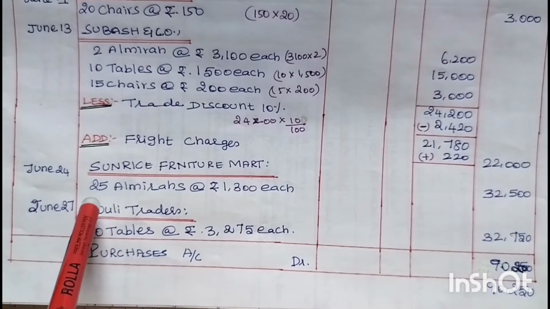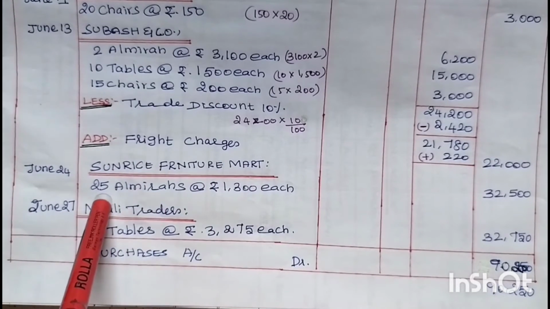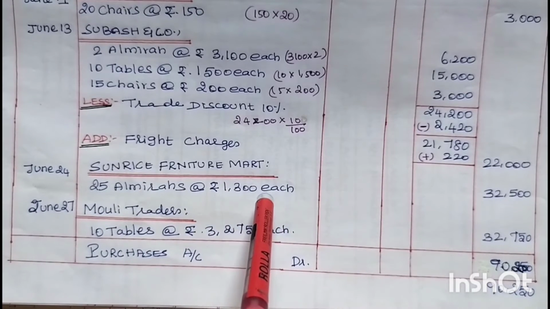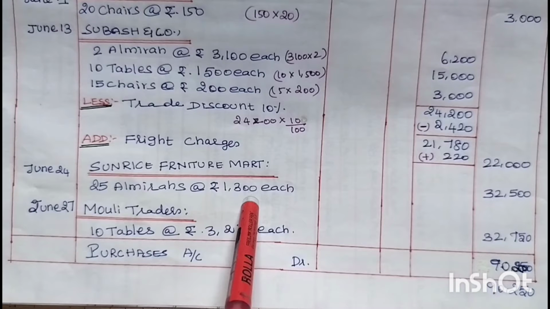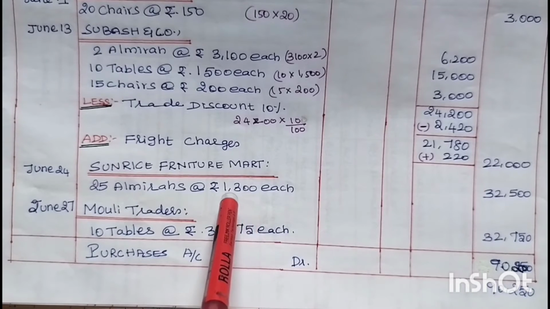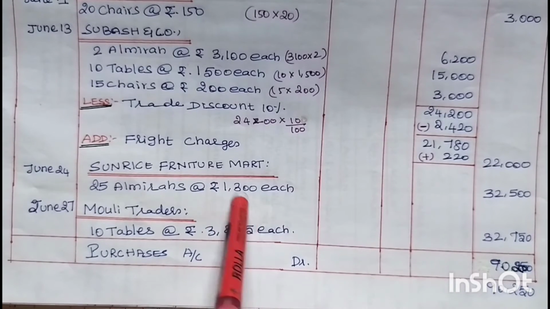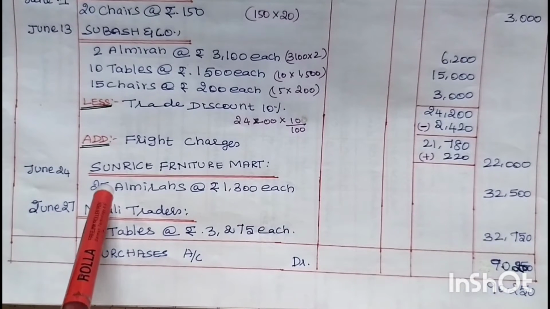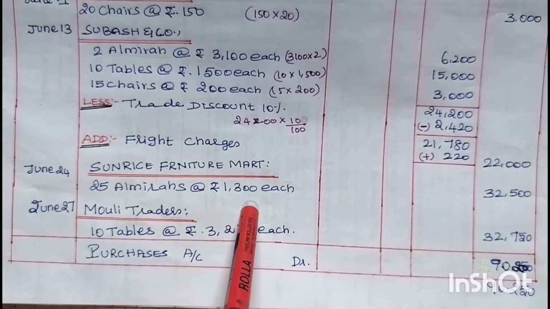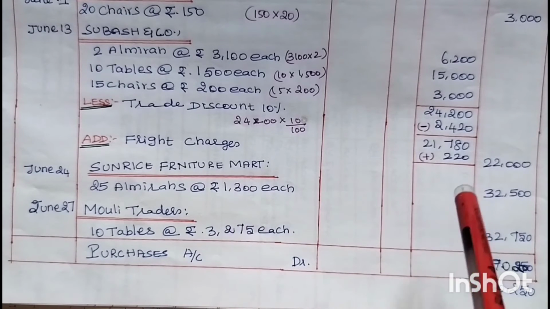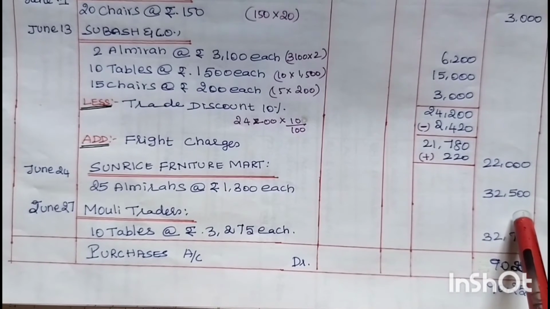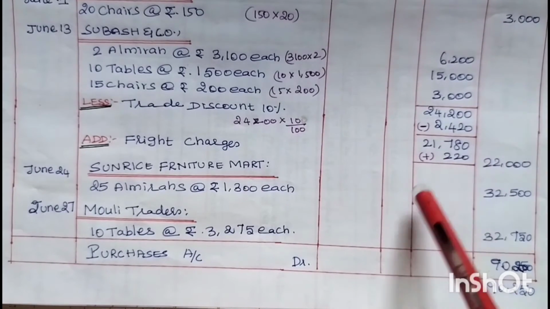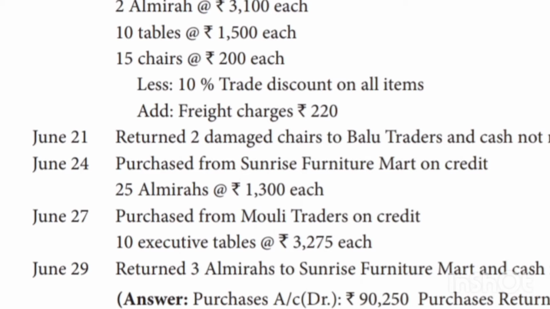The item is 25 almirahs at rupees 1,300 each. So each almirah is at rupees 1,300. How much for 25 almirahs? We have to find 25 into 1,300. What do we get? We get 32,500. We have to enter this amount directly into the total column. Okay, then let's see the next transaction.